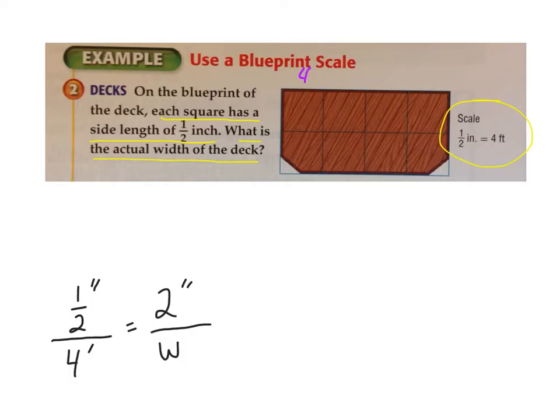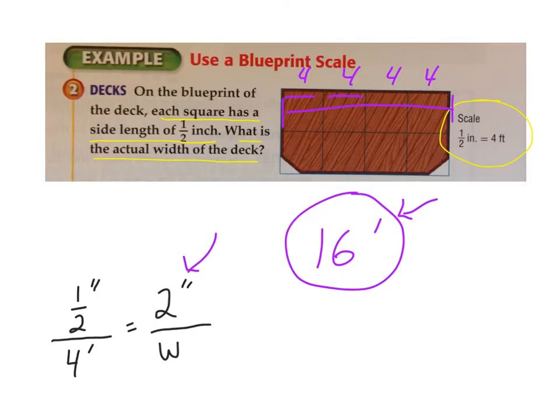This square is going to be 4 feet because it's 1/2 an inch. This one's 1/2 an inch, so that's going to be 4. This one will be 4, and this will be 4. So the actual width of this would be 4 groups of 4, 4 times 4, which would be 16 feet. And remember, that's the label for feet. This is inches right there, the 2 lines.